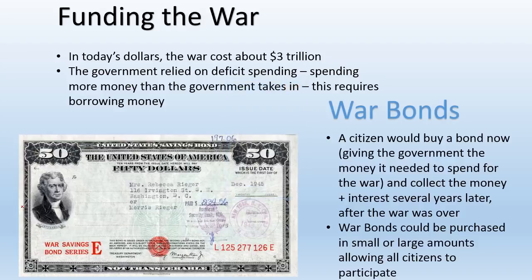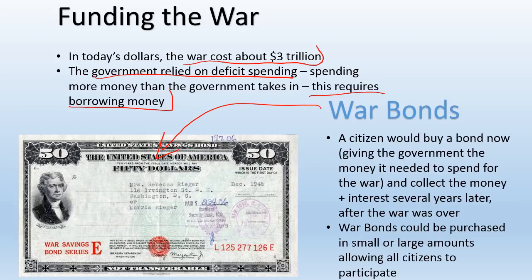All right, guys, we're going to talk a little bit about how the war was funded on the home front here. One thing important to know is that the war cost, in modern equivalent, $3 trillion, and that's for the U.S.'s role in World War II. The government relied on deficit spending, just like in World War One, and of course this required borrowing money. One of the ways this happened was war bonds.